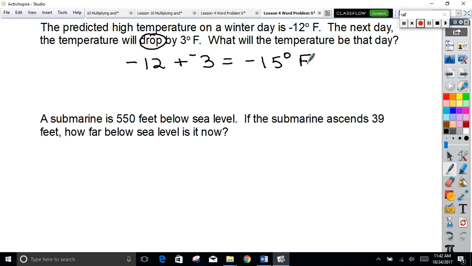Question? Ascend on this problem, does that mean going up? It does. Jack's question was, does ascend mean going up? Yes, to ascend means to go up.